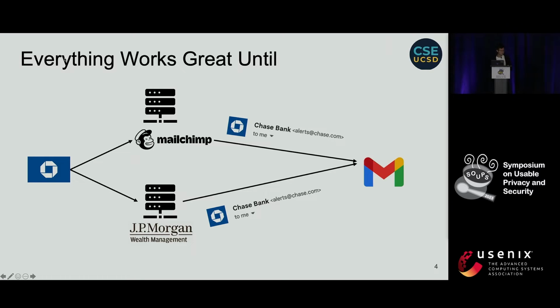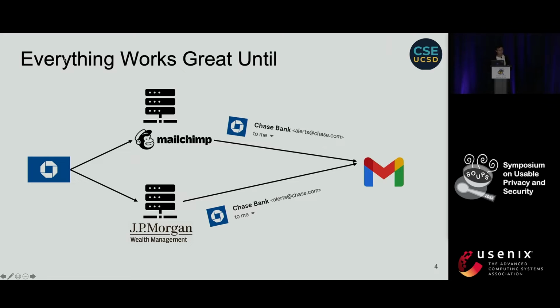However, this does create a problem. If you think about the authentication mechanism that I just talked about, the sending servers here are not directly controlled by Chase anymore, right? They're controlled by a third party that may or may not have anything to do with Chase. So how do we solve this problem?